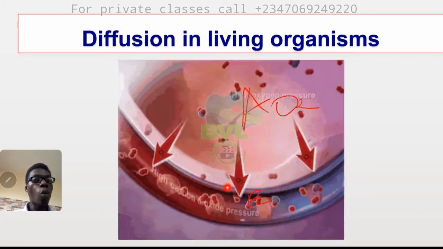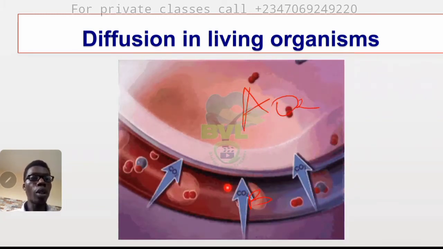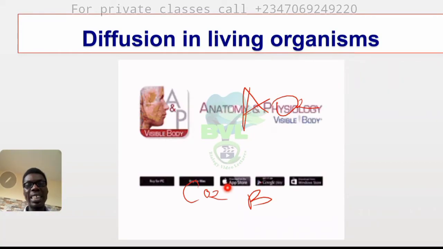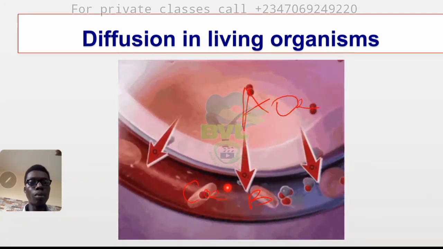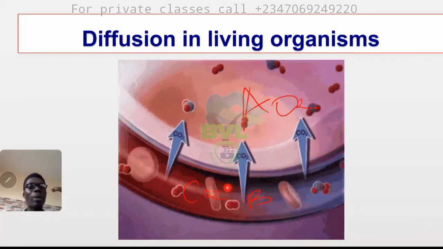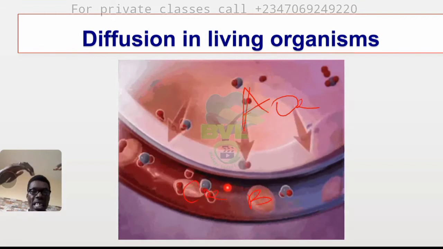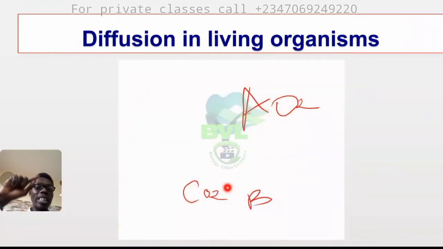Now, we see how oxygen is moving. Why is carbon dioxide moving from the blood into the alveolus? Because we have more CO2 in the blood than in the alveoli. This is very, very important. Don't forget that there's more oxygen in the alveolus than in the blood, so it moves from where it is more to where it is little. There's more carbon dioxide in the blood than in the alveolus, so it moves from where it is more to where it is little. Just know that the reason why oxygen is moving downwards is because it is more in the alveolus. The reason why carbon dioxide is moving from the blood into the alveolus is because it is more in the blood.